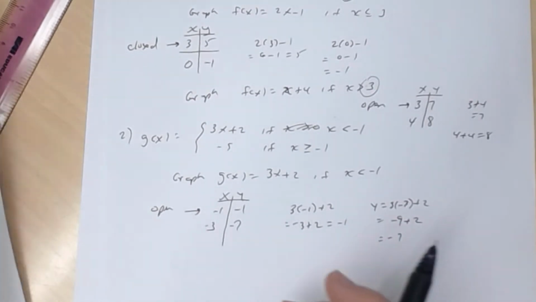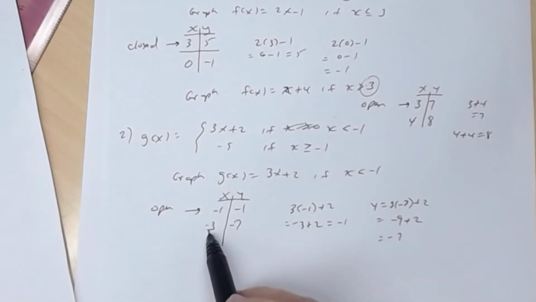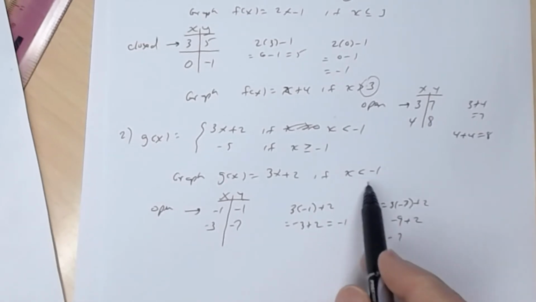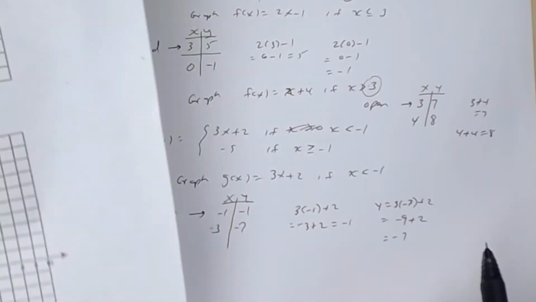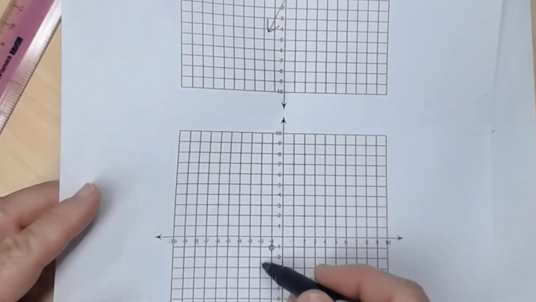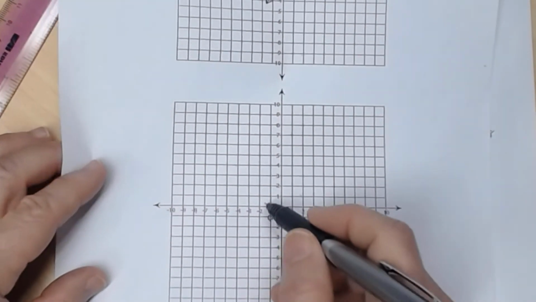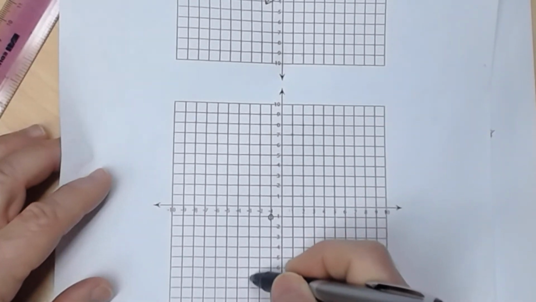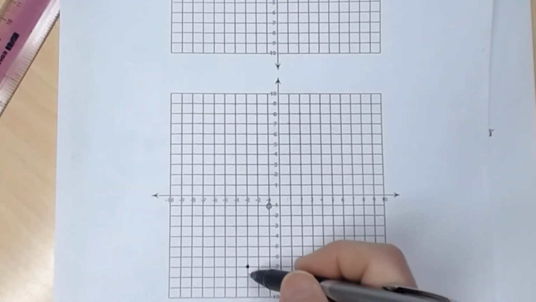Now, what you may ask is, is it going to be open or closed? Well, remember, -3 is part of this domain. -3 is less than -1, so that's going to be closed. So you're just plotting that point like you normally would do. So (-3, -7) is here. See, closed circle, a little dot.